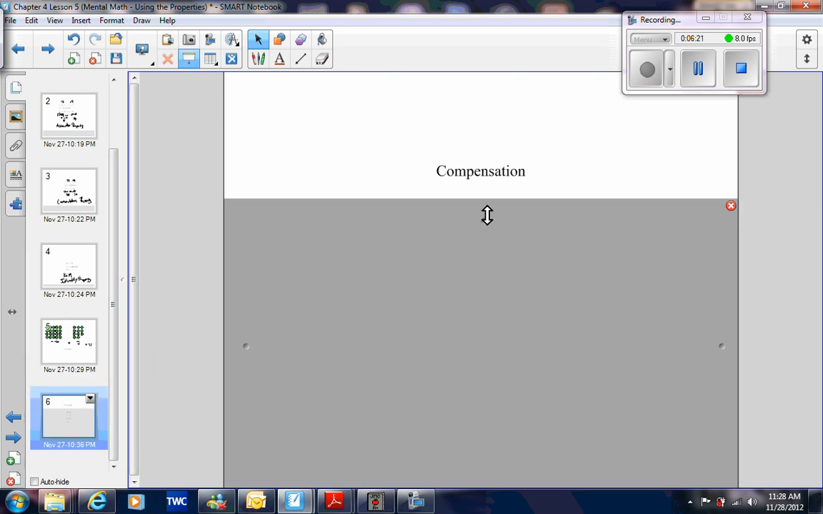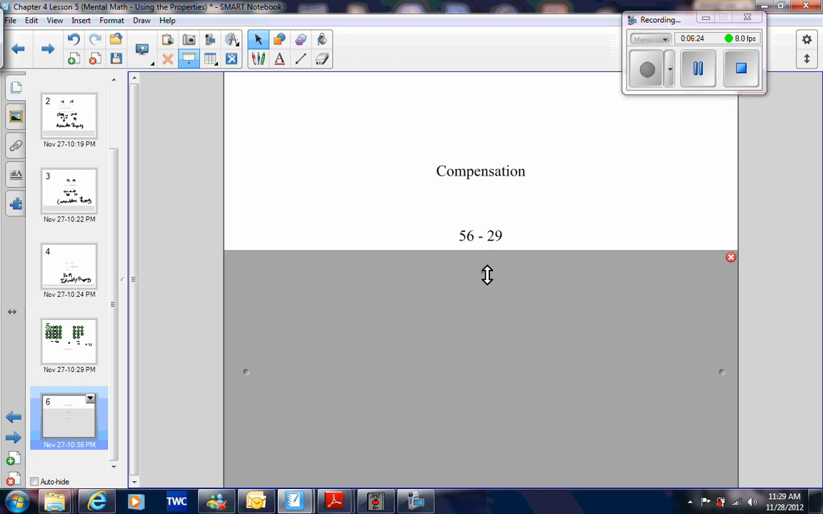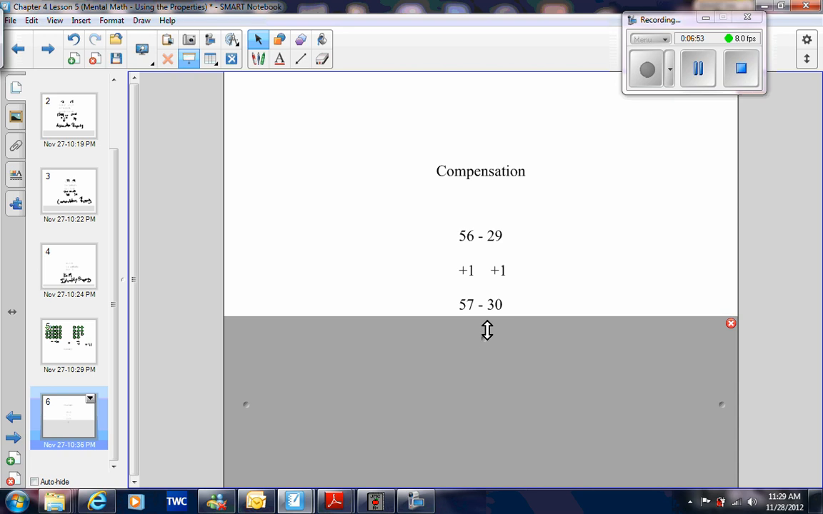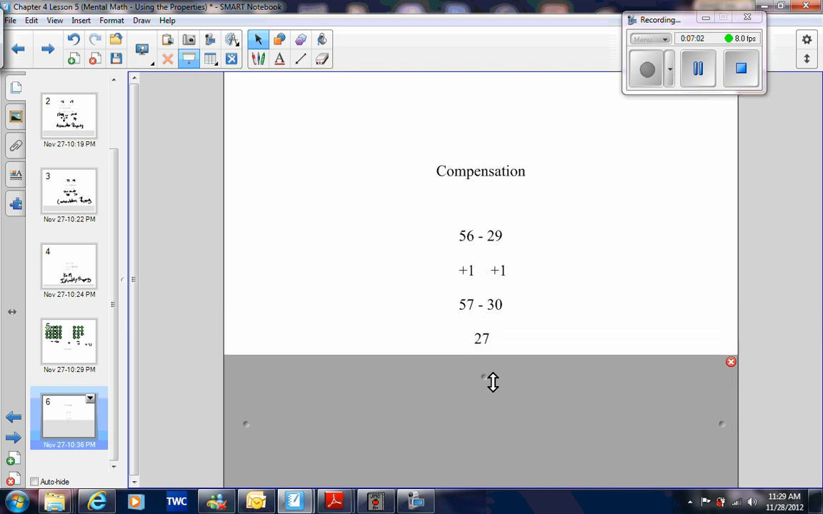Now I'll do a compensation problem with subtraction. Taking 56 minus 29 in my head isn't that easy of a problem. So I can compensate and do it a different way. I can add 1 to both sides, both 56 and 29. And since I'm adding the same amount to both, then my difference is going to be the same still. And now the problem becomes 57 minus 30. And that's one I can do mentally. That's one I can do in my head pretty easily. And that difference is 27.